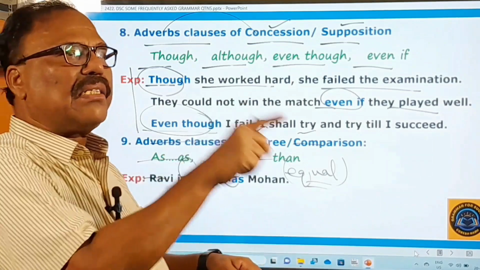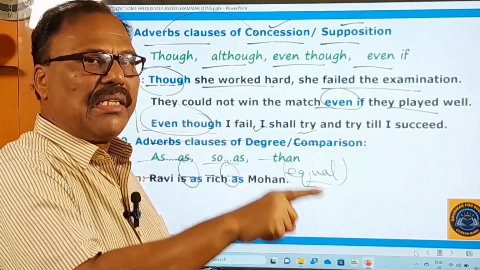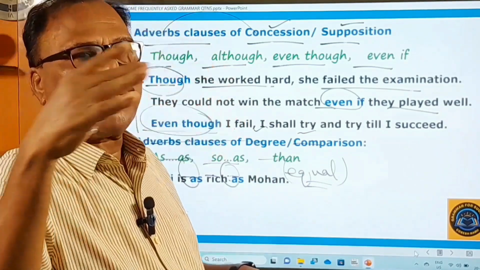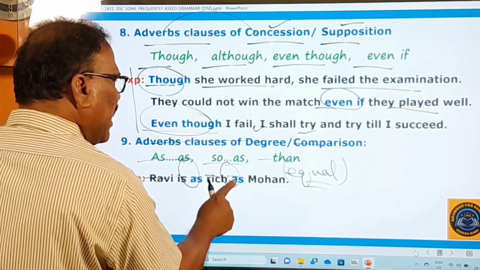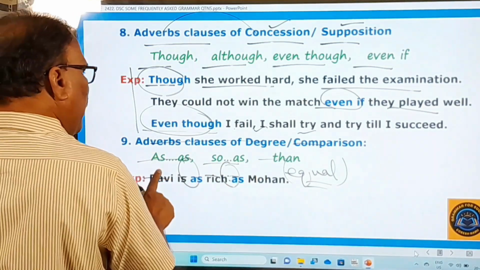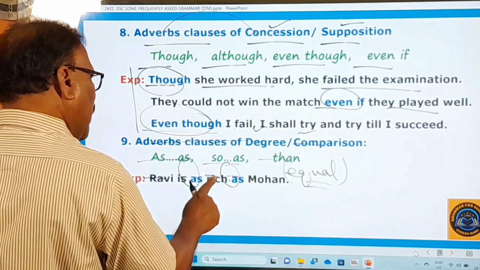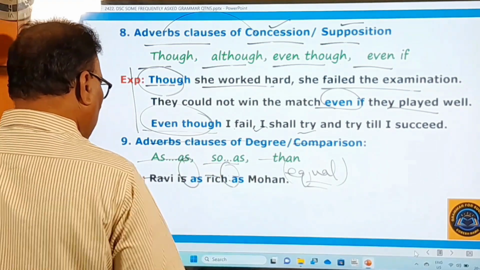He is as strong as Mohan. He is as tall as Mohan. He is as kind as Mohan. Whatever it is, whenever you use this as pattern, that indicates equal status or equal level. So here Ravi and Mohan are equally rich. These two conjunctions are indicating that. And you go to the next example.